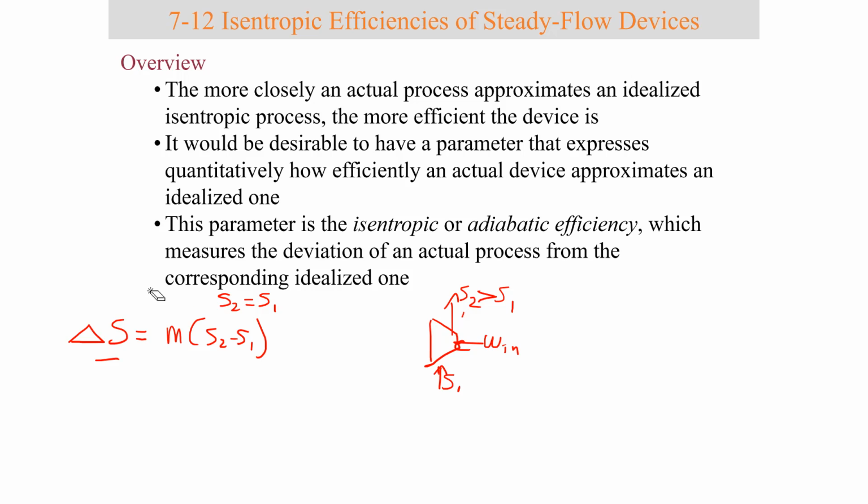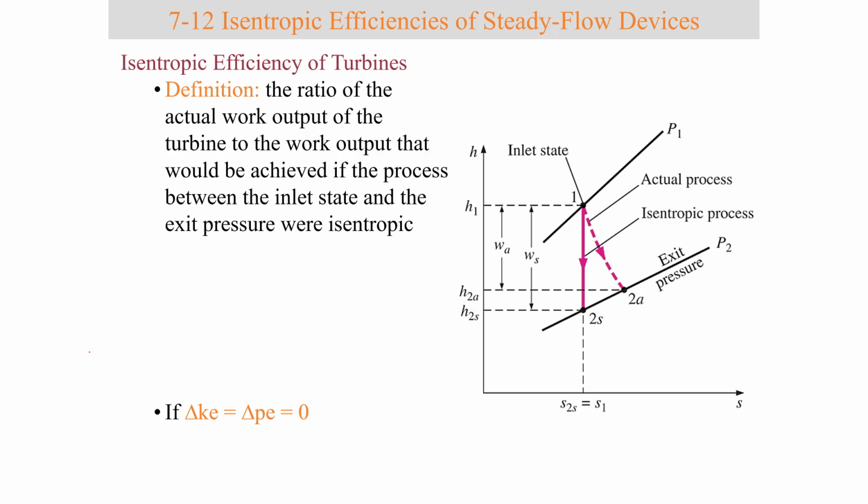So the entropy in this case is a quantity that's used to quantify the efficiency of the process, right? So let's look at the example of a turbine. Here I have enthalpy on the y-axis and entropy on the x-axis. We're going to look at the isentropic efficiency of a turbine.